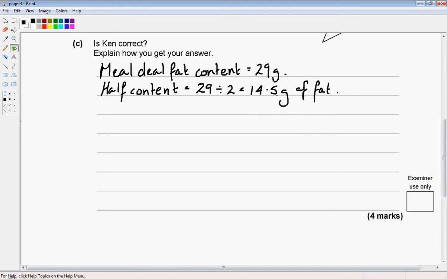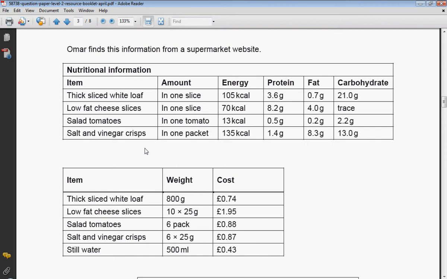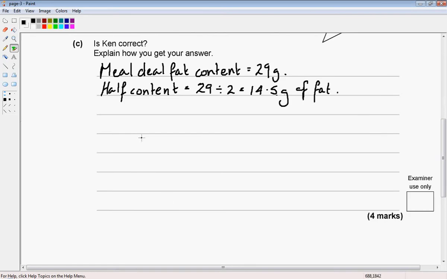So if we go to our resource sheet, here we can find out how much energy, protein and fat and carbohydrate are in each item. So a thick sliced loaf, now in one slice he would have 0.7 grams. So 2 slices, because he's going to use 2 slices of bread to make a sandwich, 2 slices of bread equals 0.7 multiplied by 2. So this gives us 1.4 grams of fat.